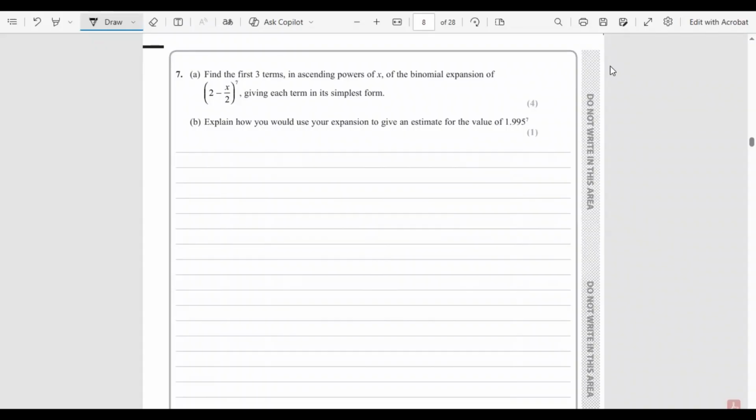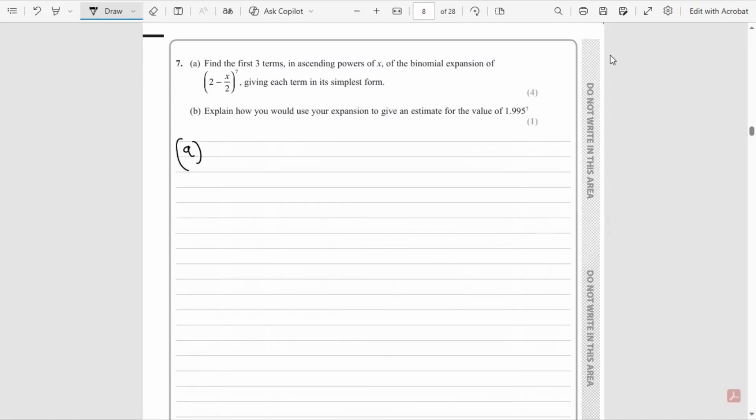So what we'll do with this one is we'll use our binomial expansion formula. We're going to take the first term in the brackets, 2, and raise it to the power 7. Our next term is going to be 7 choose 1, then 2 to the power 6, taking away 1 from the power of the first term. And then the next term, the minus x over 2, now makes an appearance, and this is to the power of 1. That's the first two terms.